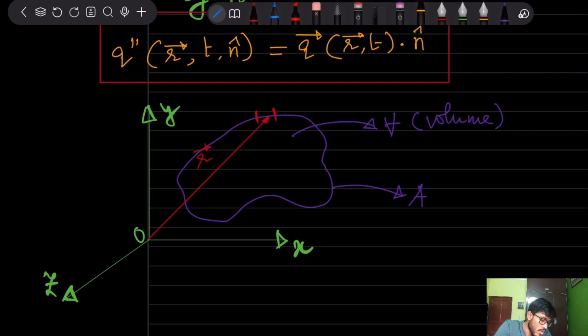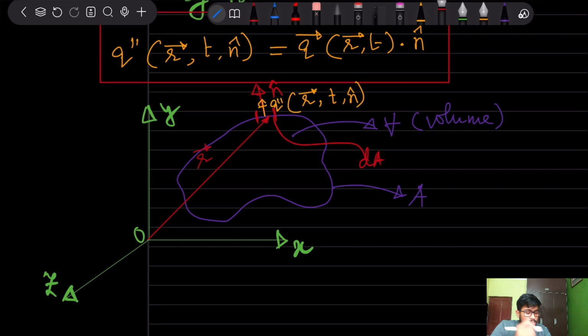Okay, so this is not converting into a straight line. First let me draw the unit normal. So this is the unit normal. And my heat flux passing through this area is in the same direction, that is q double dot, a function of r, t and n bar. This elemental area has the magnitude of dA.